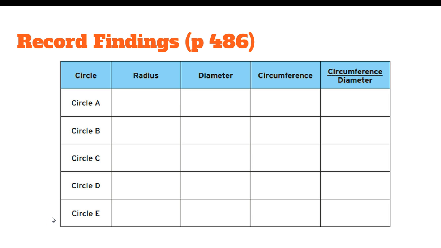Okay, on page 486 is where you're going to record the findings. Right here on the circumference, this is where you're supposed to put where the string is marked. This is where you put those findings. So for circle A, wherever the string is marked, and you measure it with your ruler on the centimeter side, that is what you would put for circle A. You would put the circumference here. For circle B, you put the circumference here, as you go on down the column.